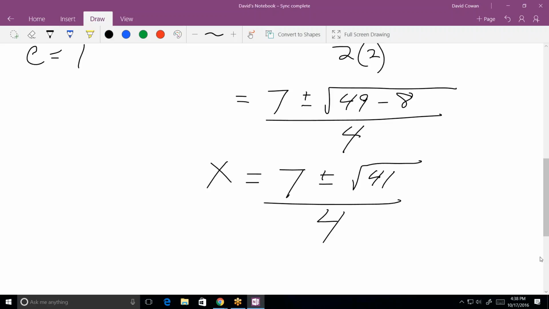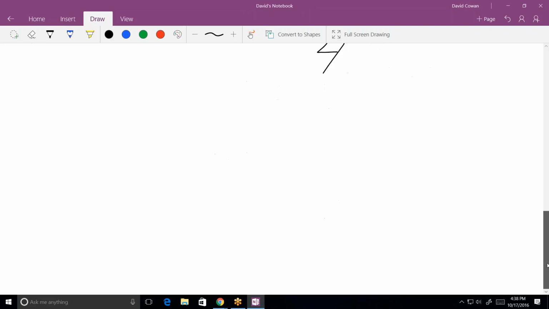Let's talk about simplifying radicals for a moment. Can this be simplified?